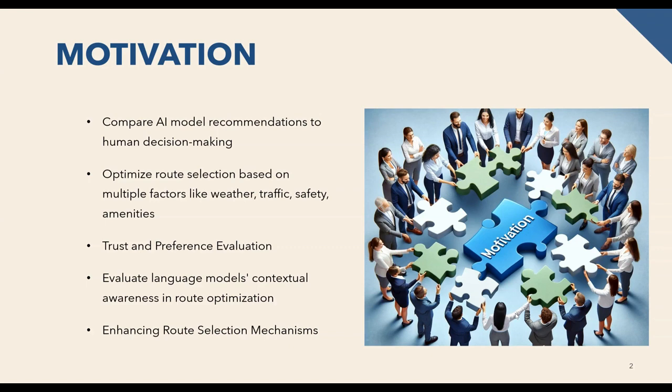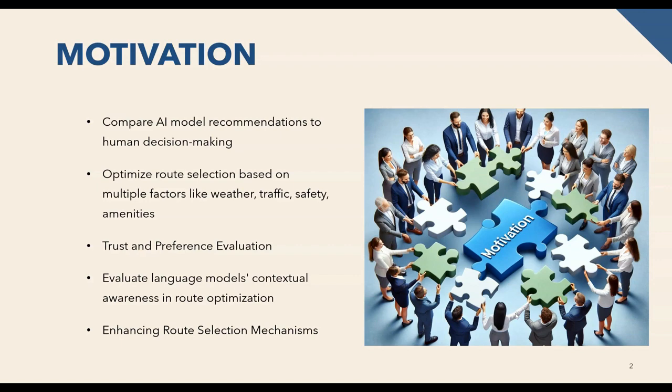Let's move ahead to the motivation. So, the first point is understanding AI versus human decision making. This is to investigate the differences in route selection between AI, which is the language model algorithm, and human choices. The second one would be the comprehensive factor analysis. That is, consider factors like weather, safety scores, amenities, and traffic data in route selection.